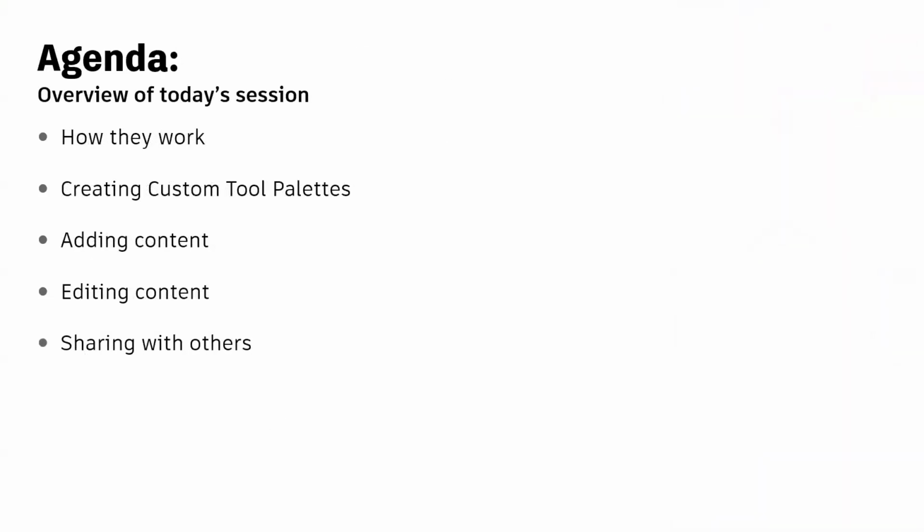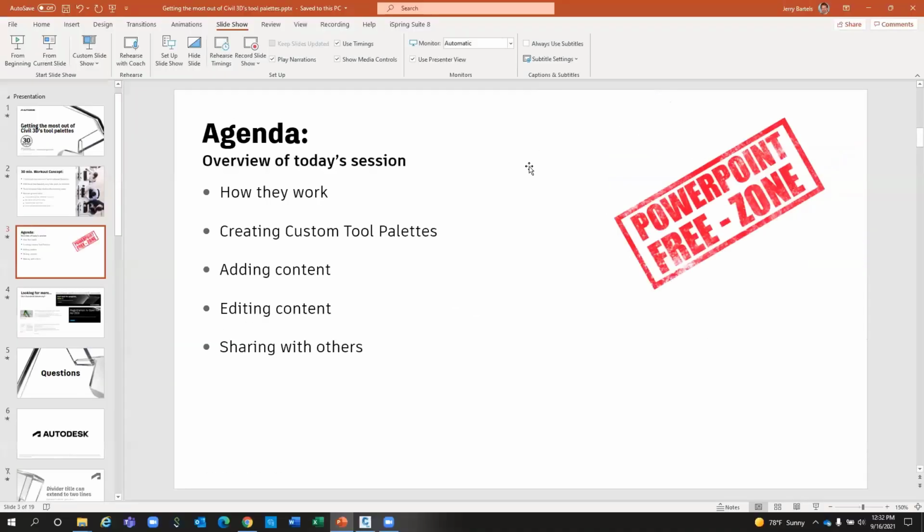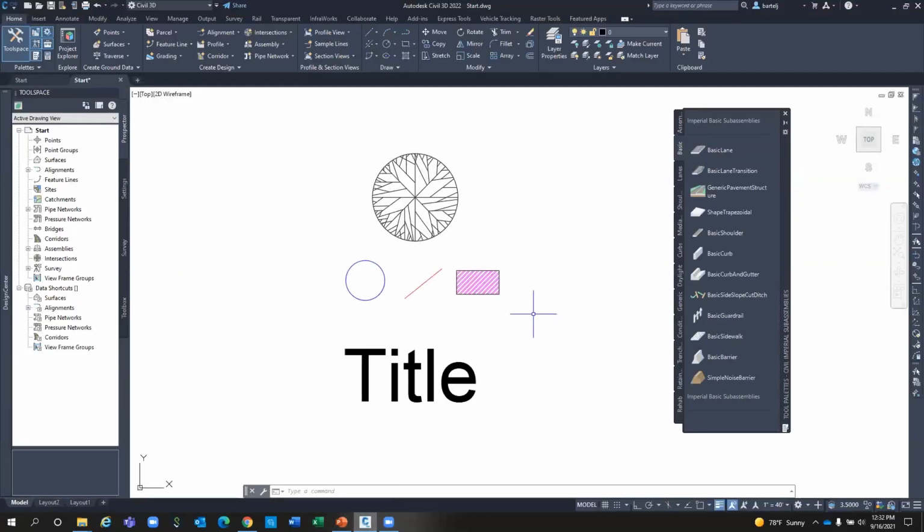So a brief agenda of what we'll be looking at today. We're going to talk about tool palettes. We're going to talk about how to create custom ones, adding content, editing content, and most importantly, how we can begin to start sharing those with others. This is, as always, a PowerPoint-free zone. So that means that we're going to spend the bulk of our time in the application and not in PowerPoint. So this is my last slide before hopping over to Civil 3D.